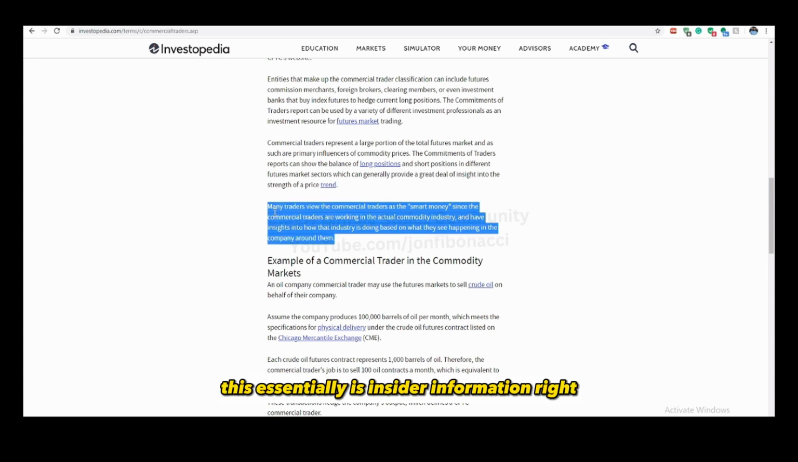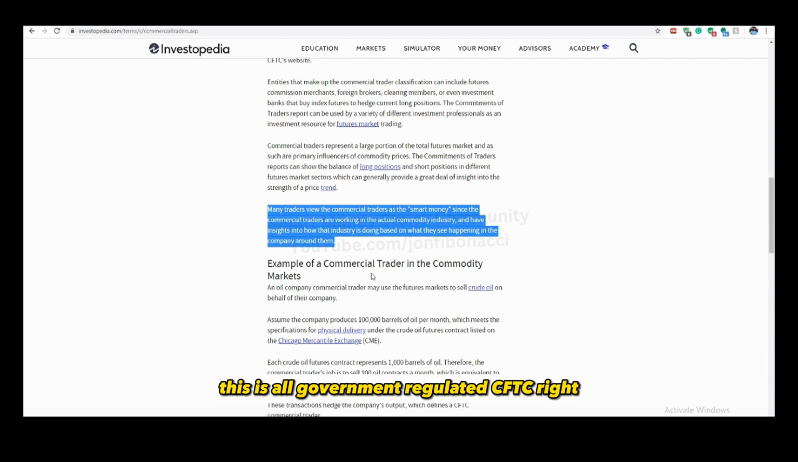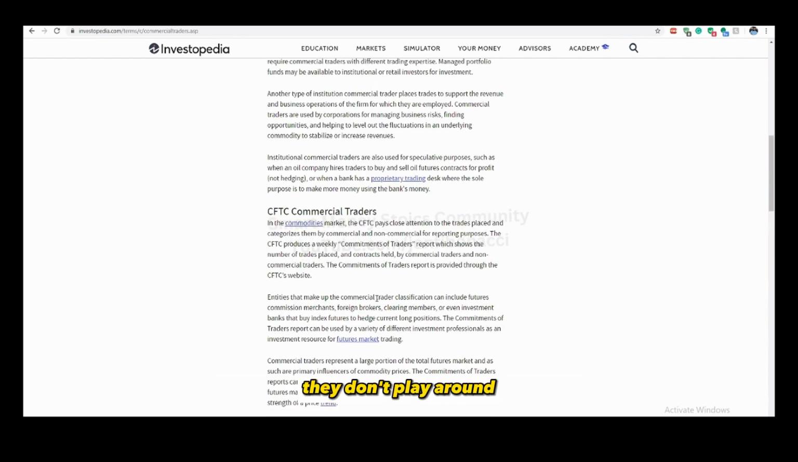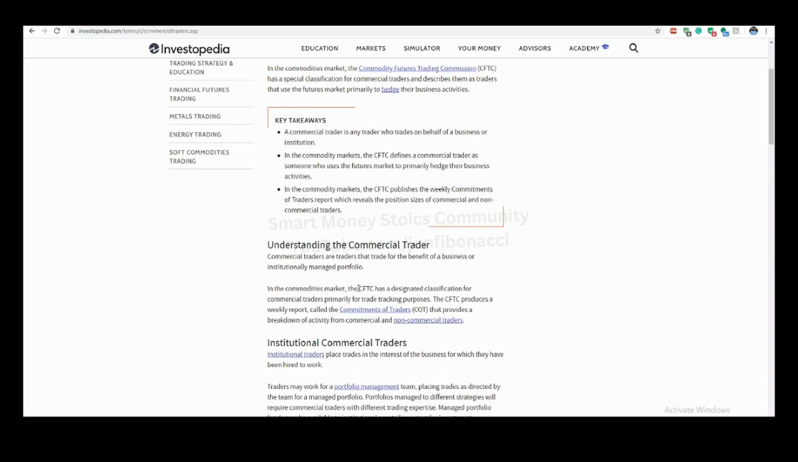This essentially is insider information, right? Now, insider information is totally illegal. I'm not saying that, I said it's basically, it's very close. This is all government regulated. CFTC, right? They don't play around. But these are the people who run it, and they run the COT report as well.